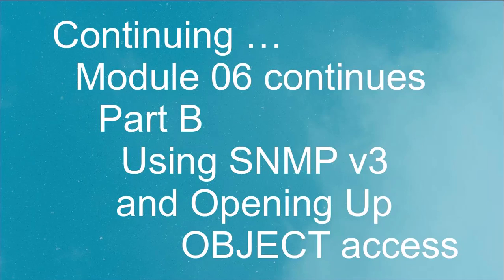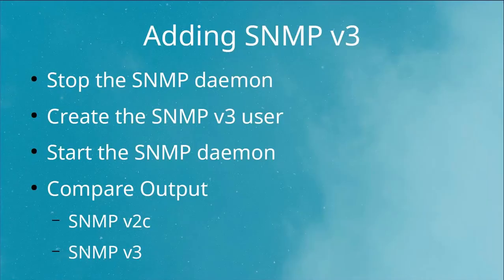OpenNMS 101 again. Module 6 continues with Part B using SNMP v3 and opening up object access. Adding SNMP v3 access to SNMP on the Linux server is straightforward. Stop the SNMP daemon, add the SNMP v3 user and required authentication parameters, start the SNMP daemon. This is all done without touching the SNMP v1 or v2 configurations. After adding the SNMP v3 credentials, compare the output of SNMP walk using v2 and v3.